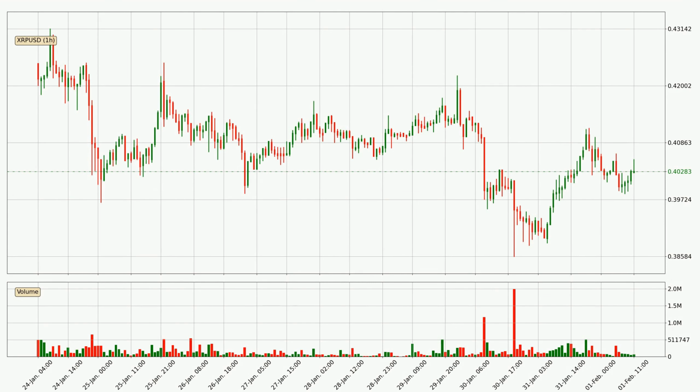If we look at the hourly time frame for Ripple, the price went up only slightly with around 0.4% in the last 24 hours, with a current price of 40.3 cents.